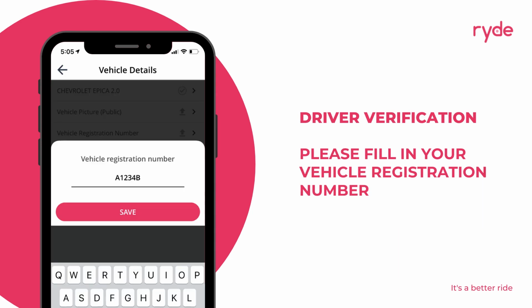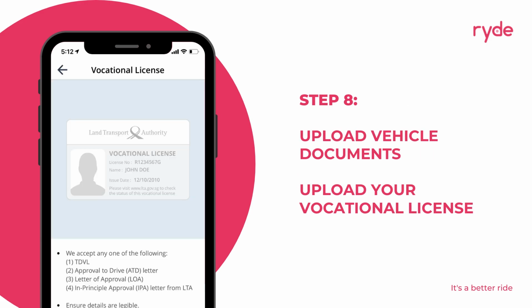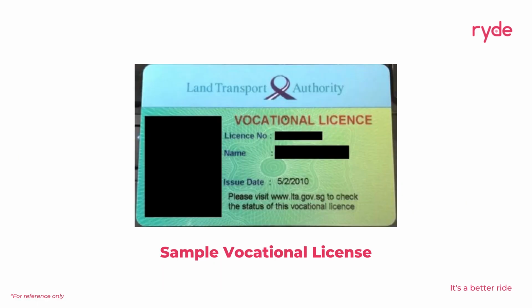Step 8. Tap on Private Hire Driver to upload the required documents for private hire cars. Upload your vocational license. Please ensure all details are legible. This is a sample photo of a vocational license. We accept a document photo or screenshot from LTA One Motoring website.